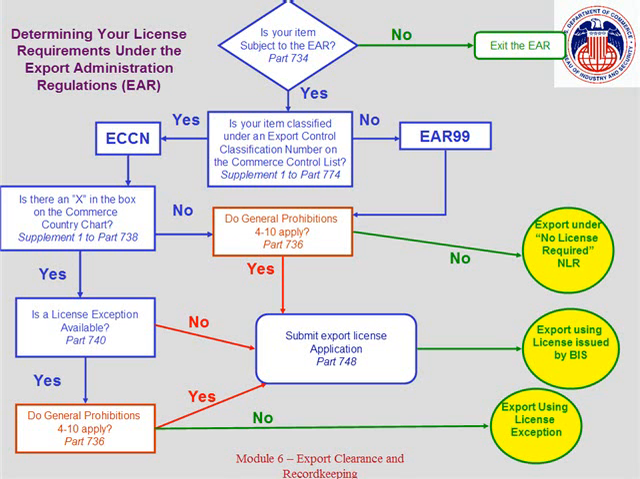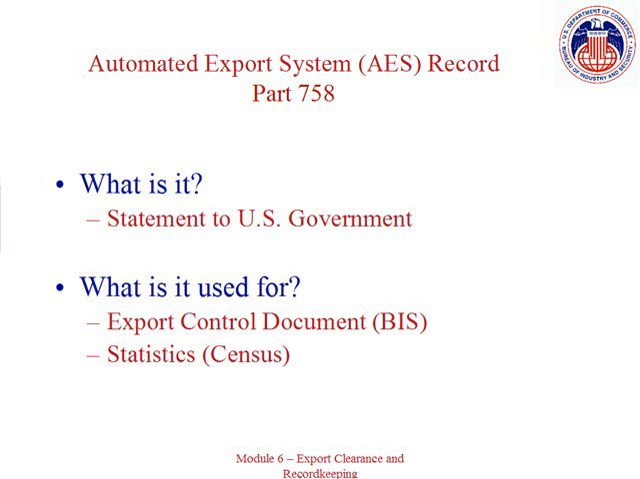Once you've determined that you're eligible for export under a license issued by BIS, a license exception, or no license is required for your transaction, you should next turn to your export clearance requirements. Export clearance requirements from the BIS perspective are detailed in Part 758 of the EAR. The Automated Export System, or AES record, is the automated version of the shipper's export declaration, which is a statement to the U.S. government that the transaction occurred as described.